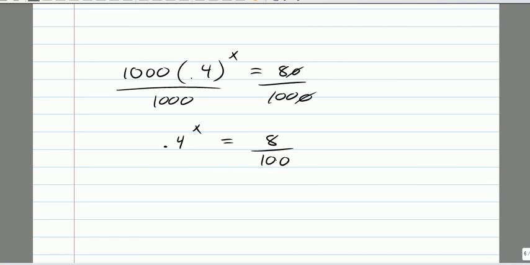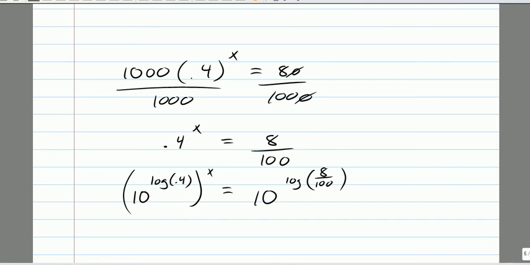Okay, I'll turn both sides into base 10. I don't have my calculator. So 10 to the log of 0.4 to the x equals 10 to the log of 8 over 100. Okay, now that both sides have the same base, we know that their exponents are equal.